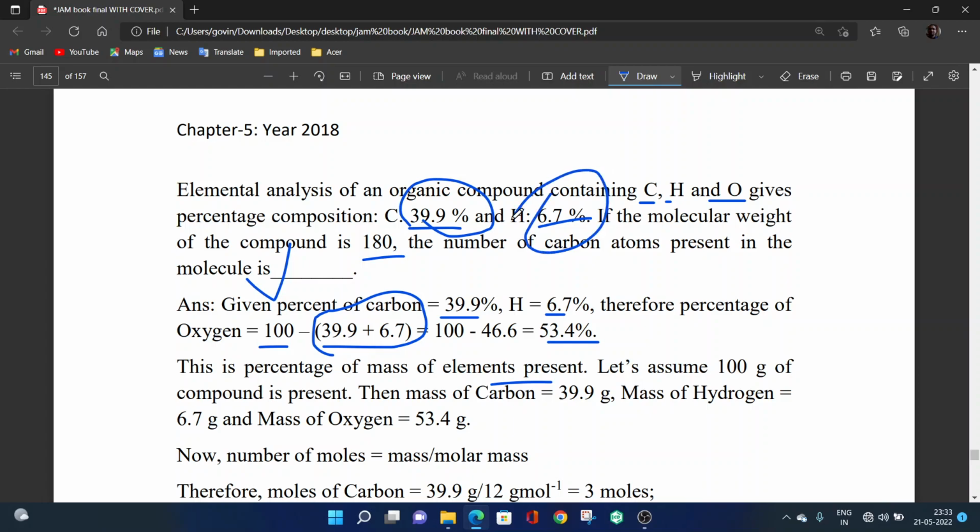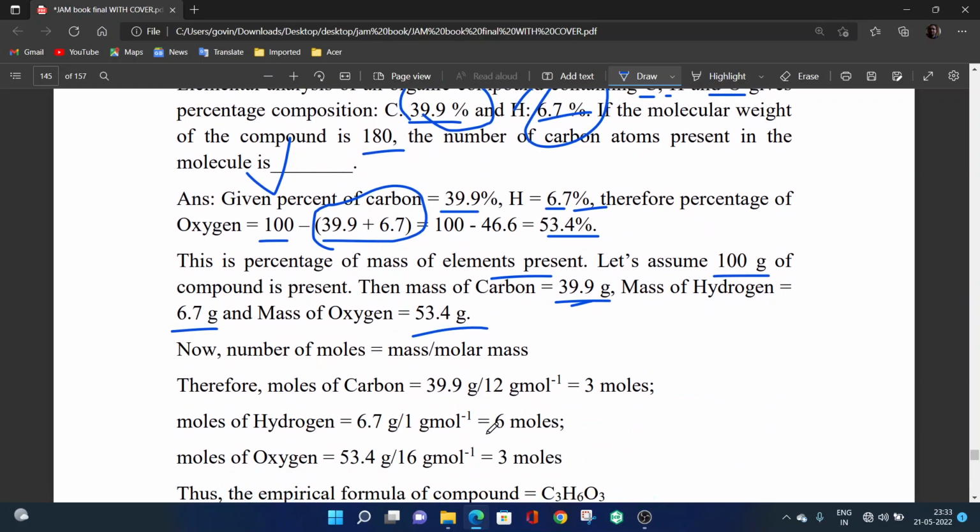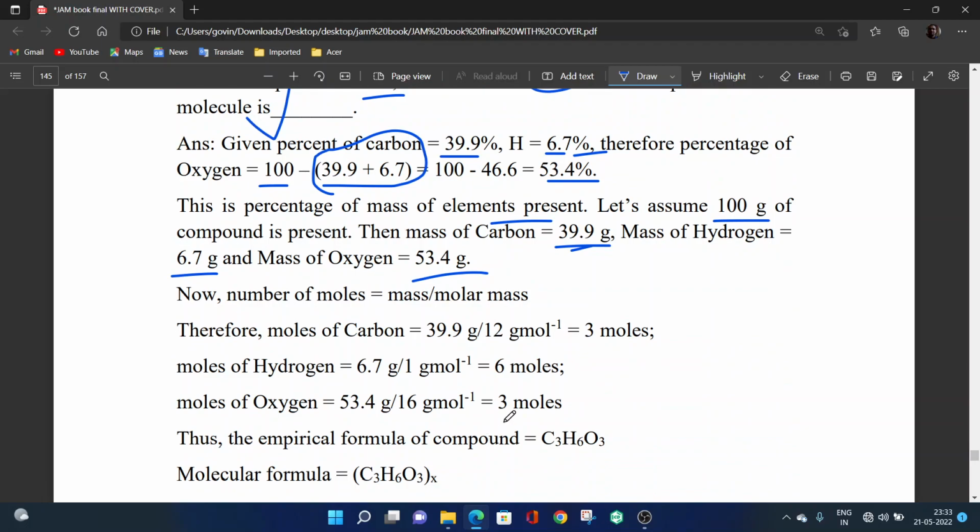What we need is the ratio of the moles, right? So what we will do is, let's imagine we had initially 100 grams of compound, because we talk in terms of percent, so 100 grams. So how much mass of carbon? Because 39.9%, that means if 100 grams is there, mass of carbon is 39.9 grams, mass of hydrogen is 6.7 gram, and mass of oxygen is 53.4 grams. So now very clearly, if we have mass, we can easily find out moles, because number of moles is equal to mass by molar mass.